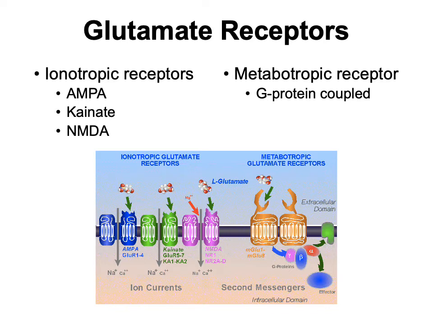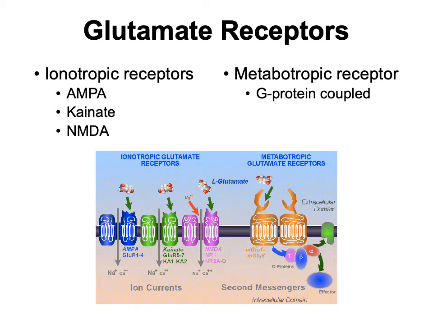Those are the ionotropic ones. And it has just one metabotropic G protein-coupled receptor. If you look at the diagram, the metabotropic ones, I don't know if you can see it very clearly, but it's a 7-membrane transmembrane protein that weaves in and out. We covered those a little bit when we did membrane transport at the very beginning of the quarter.